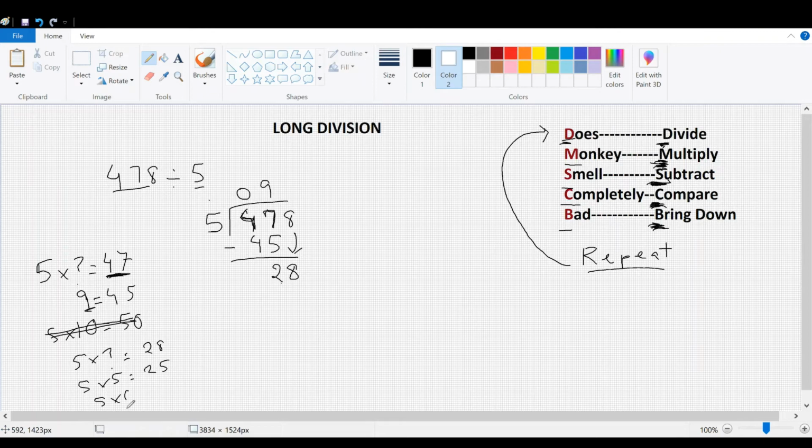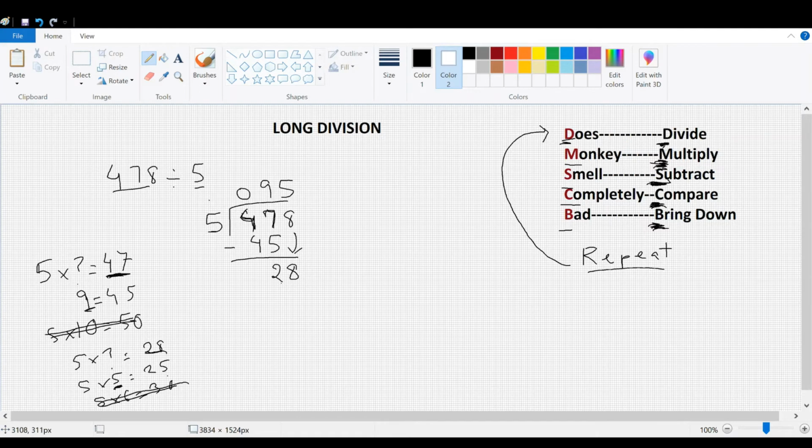5 times 6 is 30. So we can't take this because 30 is more than 28. So obviously we have to take 5 groups, which is closest to 28. Okay, so we are making 5 groups. We are done with division.